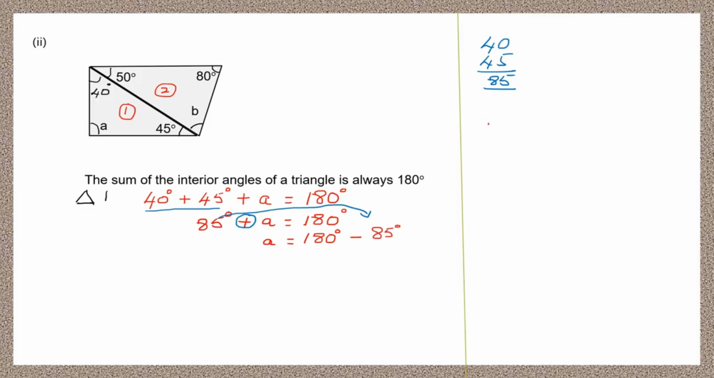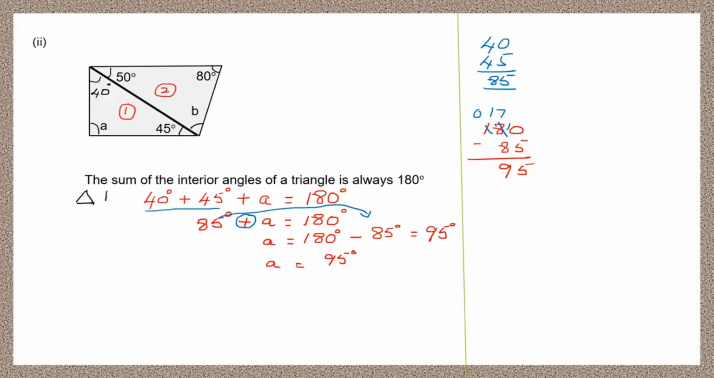Let's minus 180 and 85. So here 0 minus 5 I can't do. I'm going to borrow. 10 minus 5 is 5. Now 7 minus 8 I cannot do. So I'm going to borrow again. 17 minus 8 is 9, so 95. So after subtracting these two, I got 95. A is equal to 95 degrees.